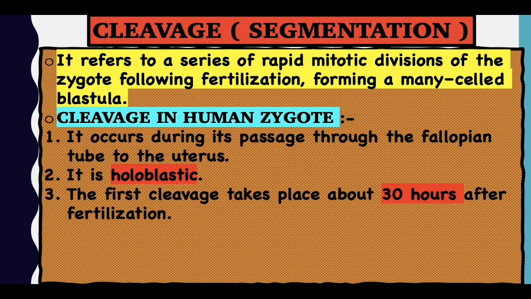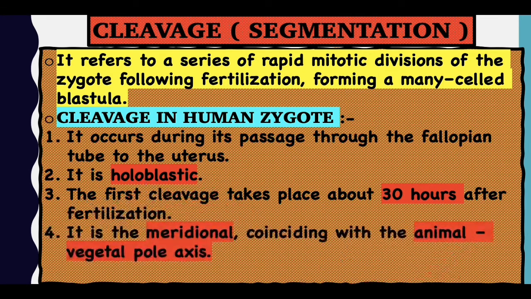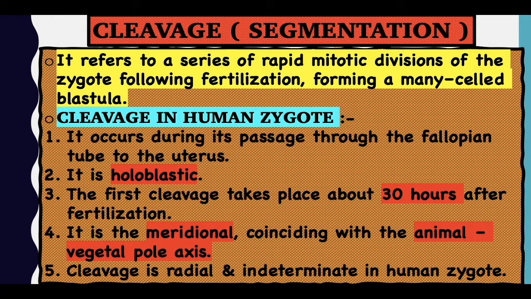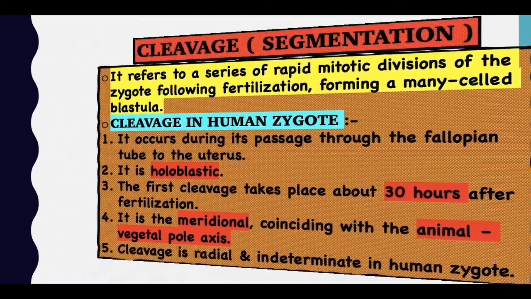The first cleavage takes place about 30 hours after fertilization. It is meridional, coinciding with the animal and vegetal pole axis. Here, meridional means a furrow bisects both the poles of the egg, passing through the median axis or center of the axis. And lastly, cleavage is radial and indeterminate in the human zygote. Radial means blastomeres are arranged in a radial plane around the polar axis, and indeterminate means the fate of each blastomere is not predetermined. So this is the starting of the cleavage.